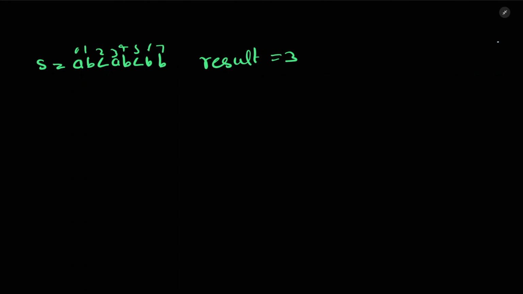Okay, so I have taken the first example from the problem statement, and let's try to find out the solution. The result that is expected from this string is 3. So let's visualize how many substrings we have with length 3. We have the first one, the second one, the third one, and the fourth one.